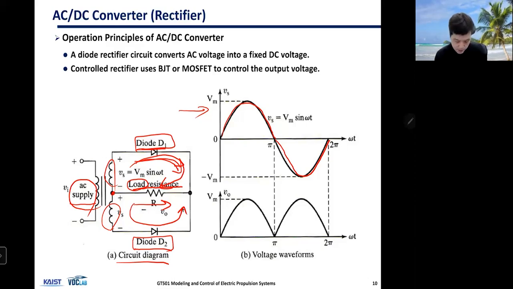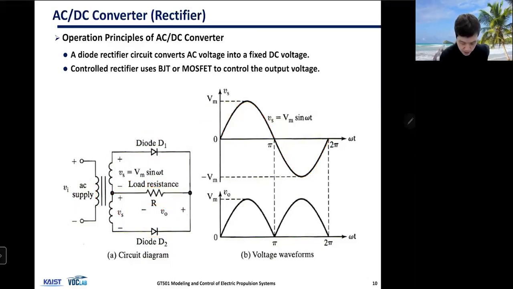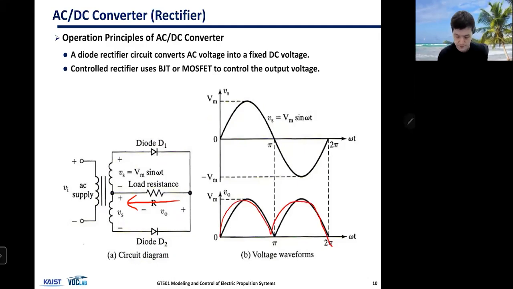And this works as a voltage source, and from the load's perspective, you only get positive direction voltage and current. So you get this kind of hill-to-hill positive direction voltages and currents.